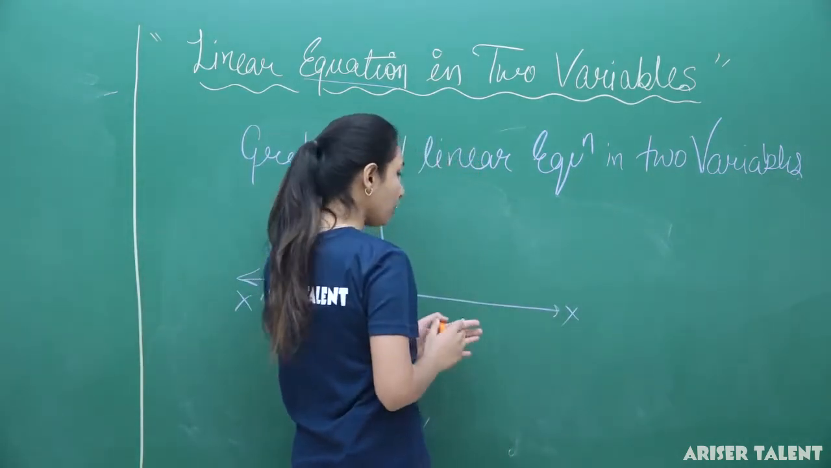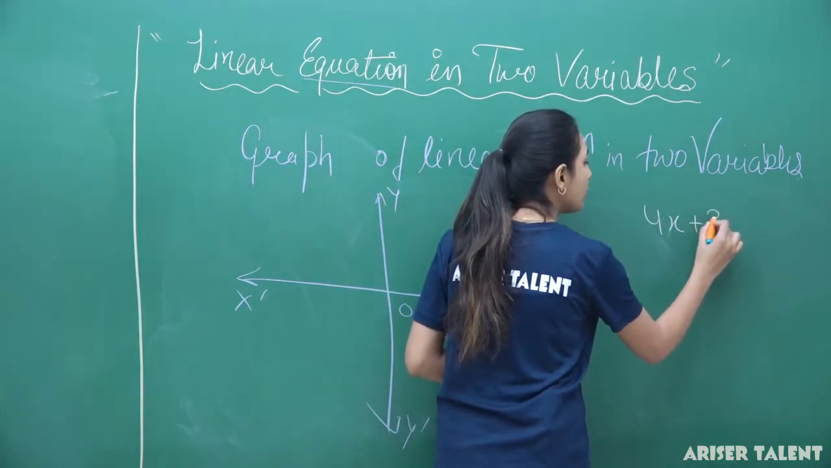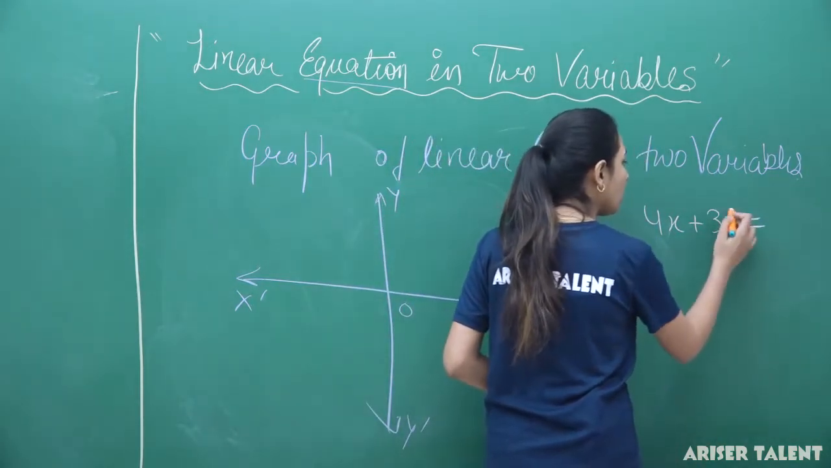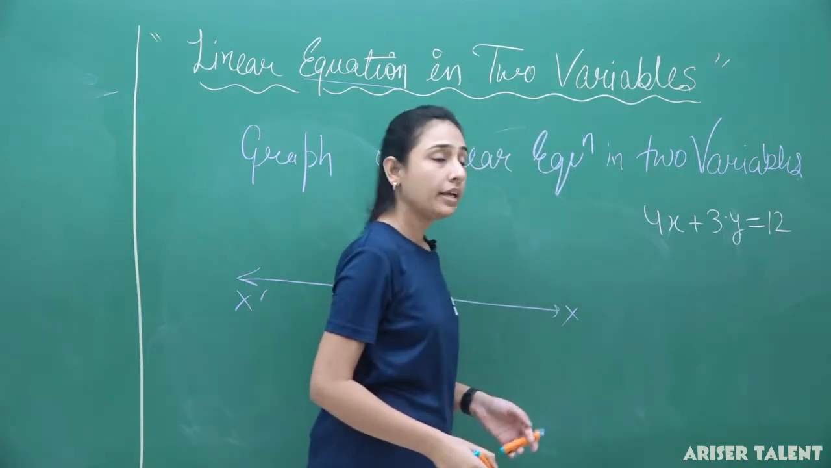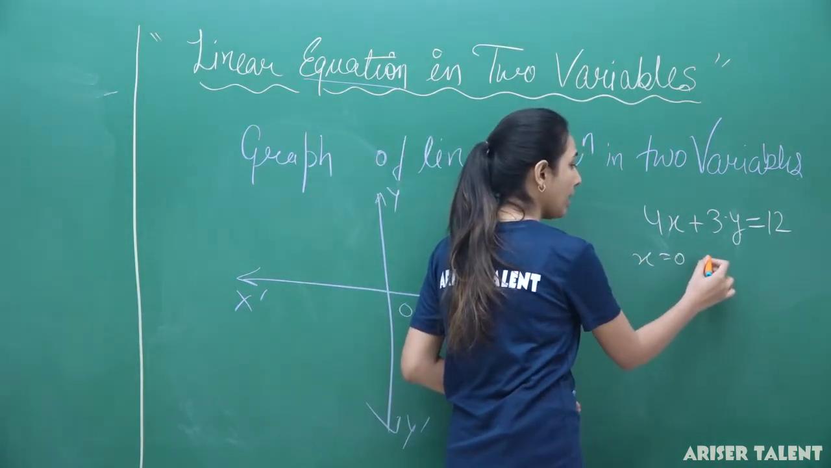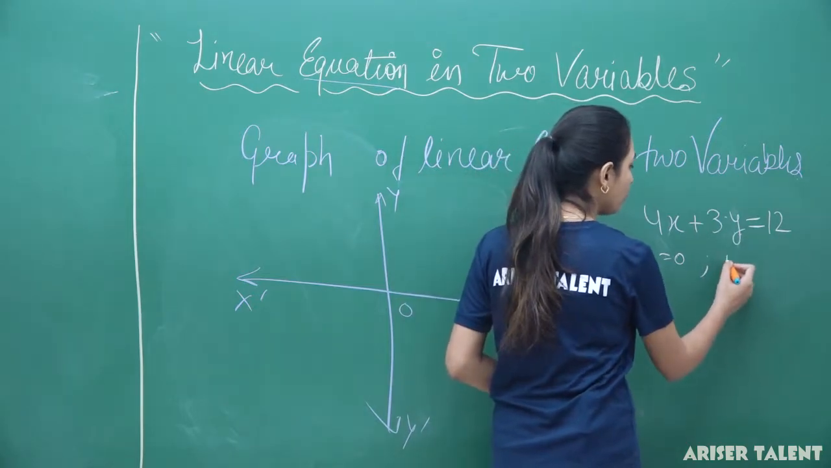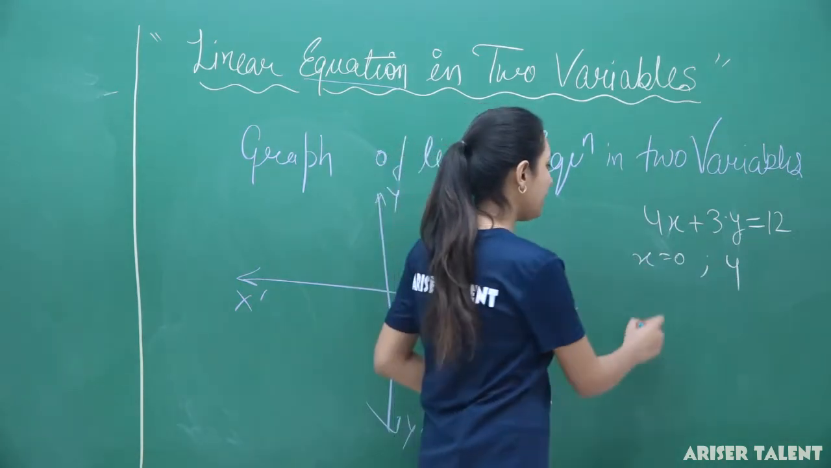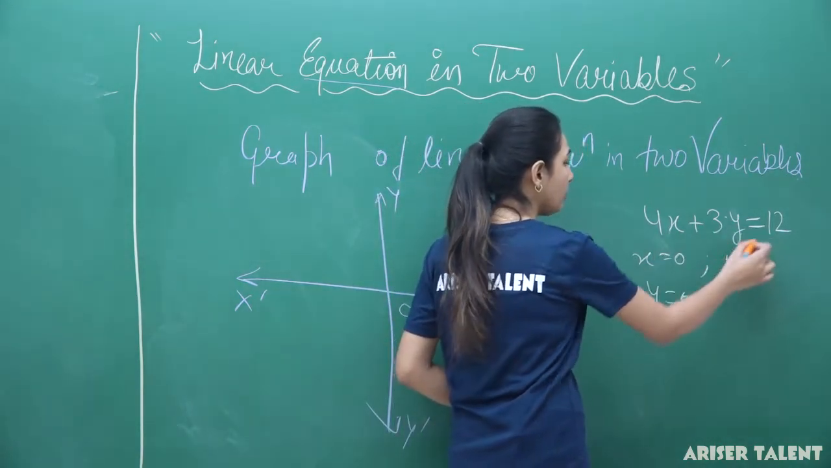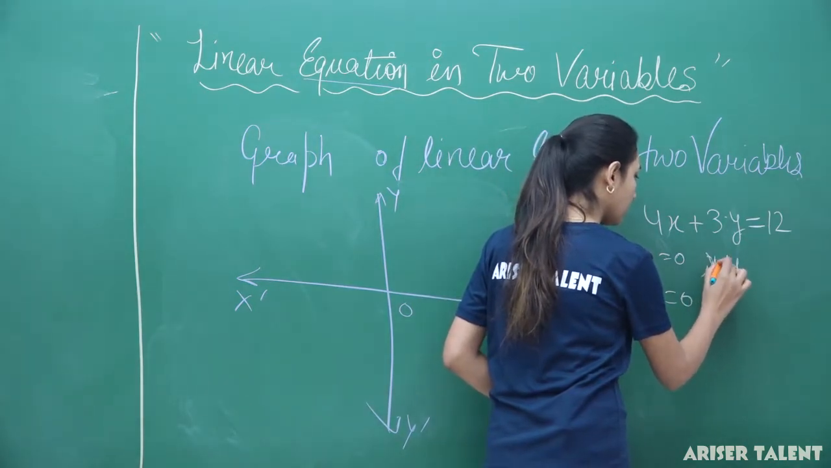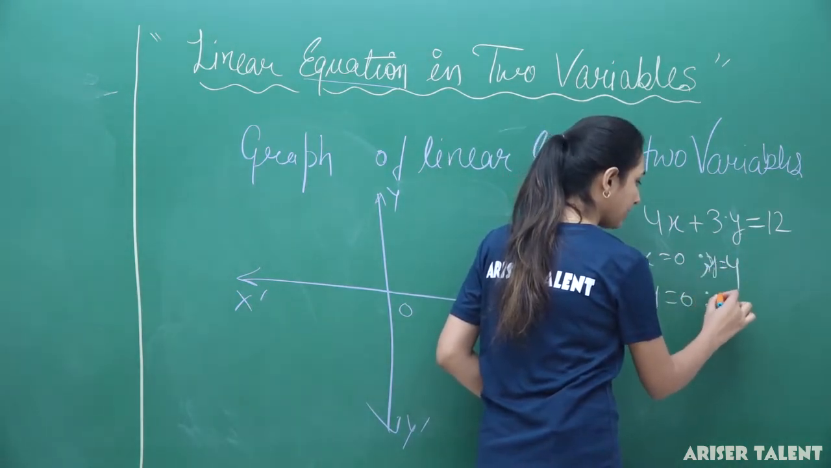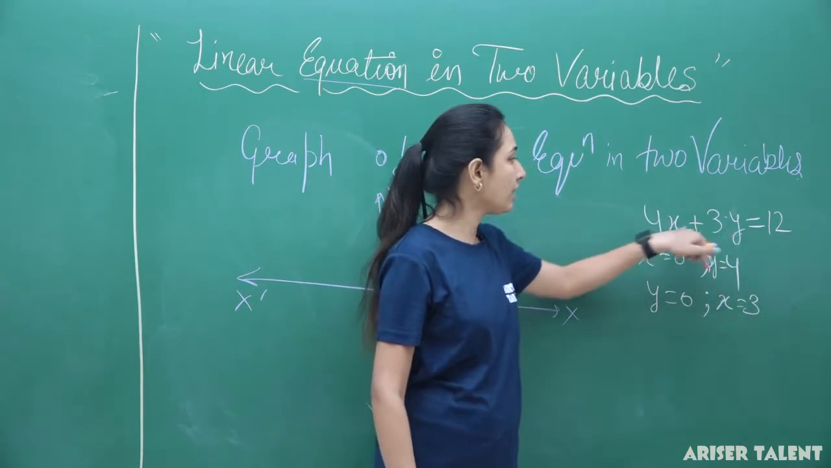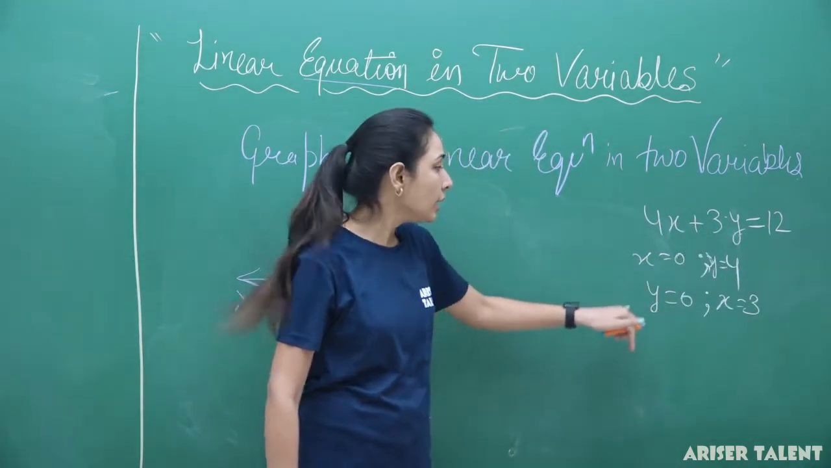Likewise, I was having this equation 4x plus 3y equals to 12. Now at x equals to 0, I was getting y equals to 4. Now at y equals to 0, I was getting x equals to 3. If y equals to 0, 4x equals to 12, so x equals to 12 by 4, and 12 by 4 is 3. So I am getting this.